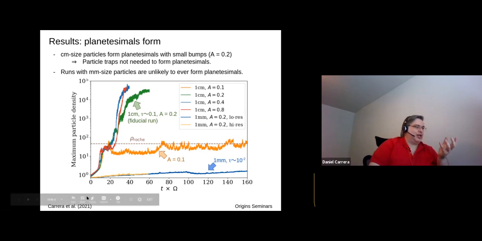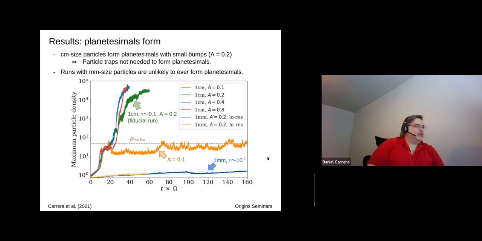Here we have the particle density as a function of time. And you can see that at some point, the density goes way above the Roche density, well inside the region where gravity is the dominant force. And I'll show you in a minute that it really forms self-gravitating, very distinct particle clumps. Not surprisingly, simulations that have even larger pressure bumps also form planetesimals, and they do so faster. The smallest bump didn't really do anything.